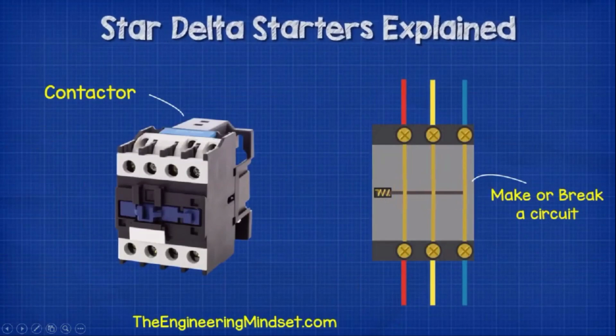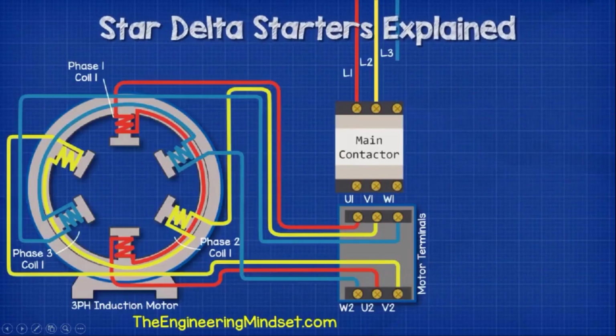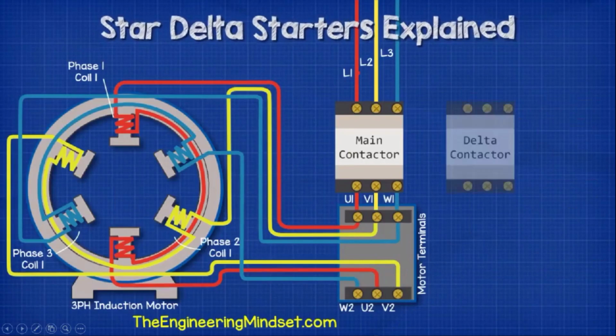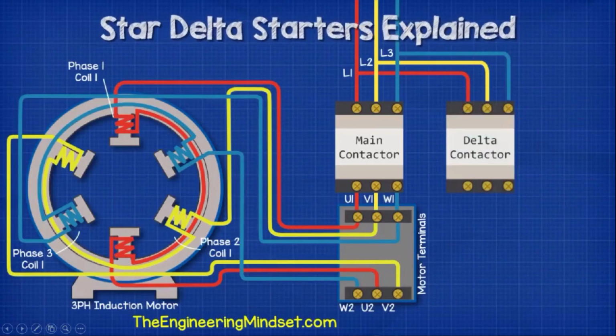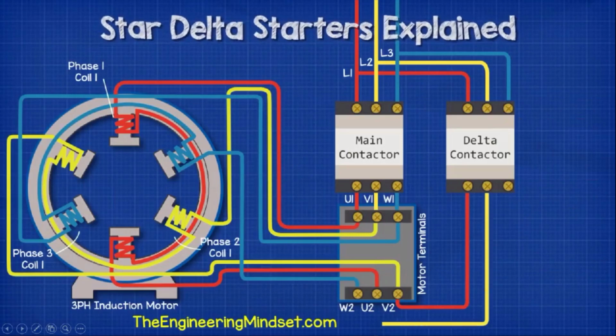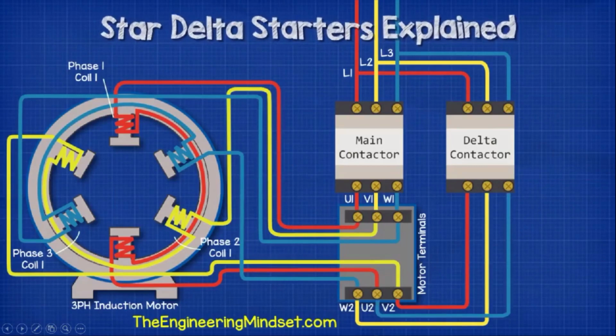So we take our main contactor, and then we connect our 3-phase supply to one side, and then we connect the other side to the respective terminals within the induction motor's electrical terminal box. We then take a second contactor, which will be used for our delta circuit, and we feed our 3 phases into this also. From here, we connect our phase 1 to terminal V2, which is the phase 2 coil. Then we connect our phase 2 to terminal W2, which is the phase 3 coil. And finally, we connect our phase 3 wire to the U2 terminal, which is the phase 1 coil.